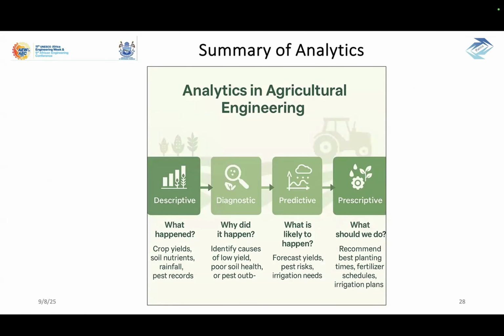So in summary, this is analytics in agricultural engineering. Your descriptive analytics asks the question, what happened? For example, crop yield, soil, rainfall, and I talked about low yield. And then you ask, why did it happen? Identify causes of low yield and poor soil and so forth. What's likely to happen? Forecast the yield. And then what should we do? That's prescriptive analytics. Recommend best planting times, fertilizer schedule, and irrigation plans. So all this is AI, basically. If you do AI, you have to go through these processes here.